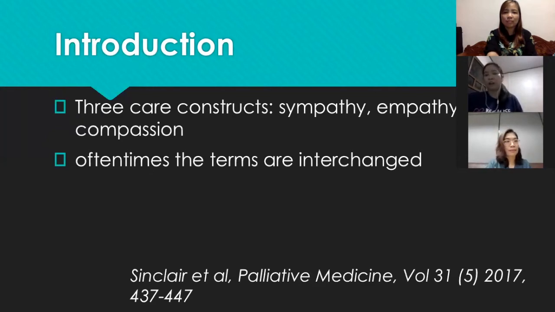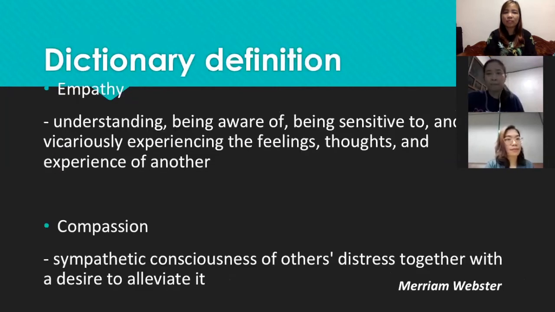There are three care constructs: sympathy, empathy, and compassion. Sympathy is the most basal among the three forms of care. It is a pity-based response to a distressing situation. We'll focus more on the higher and highest form of care, which is empathy and compassion.